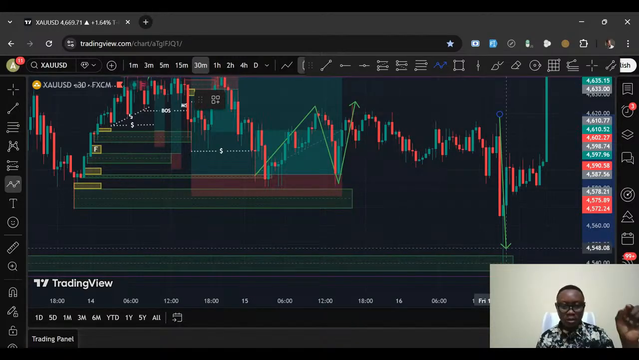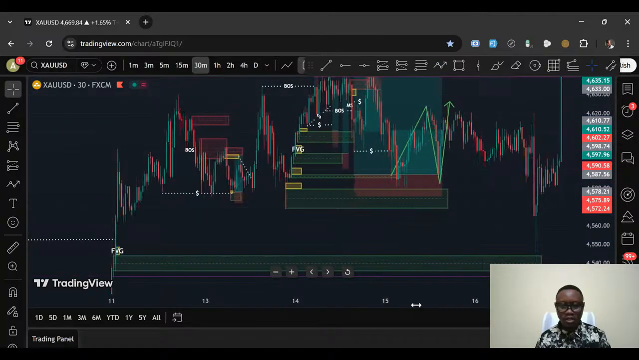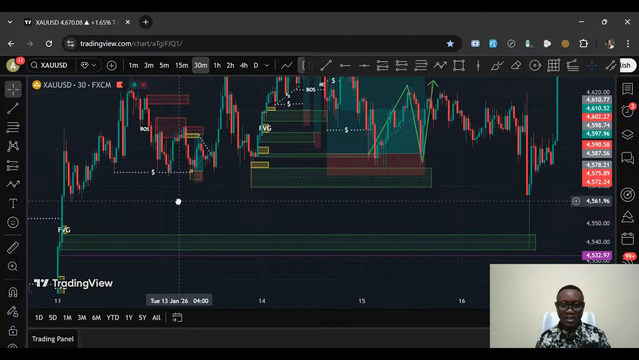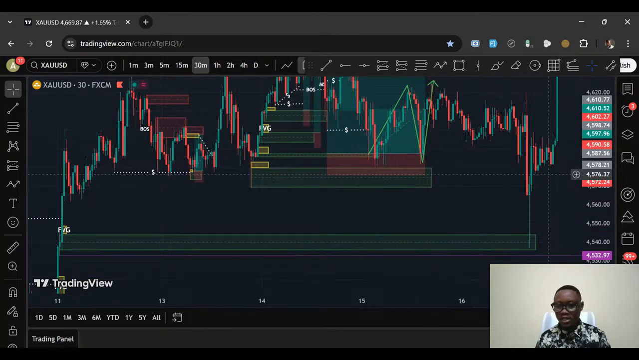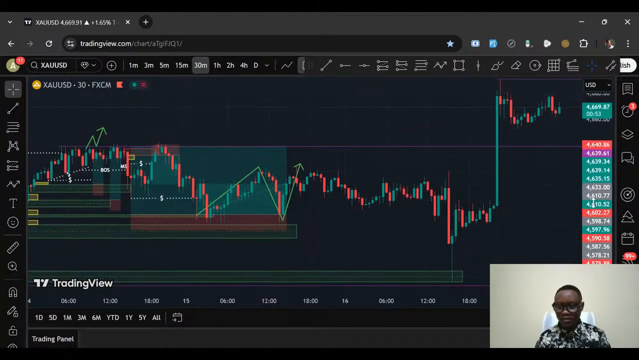Which led price into an extreme zone. If you remember, we also marked out this zone. Let me take this guy out. Look at it. This is the zone. We marked out this zone in our last session. Look at what price did. Price came in, tapped into the zone, and gave this massive bullish move.